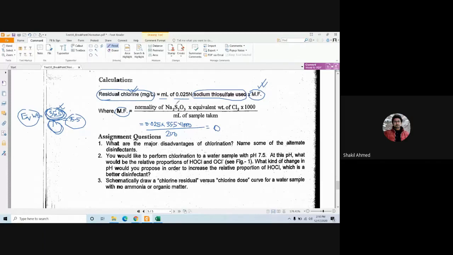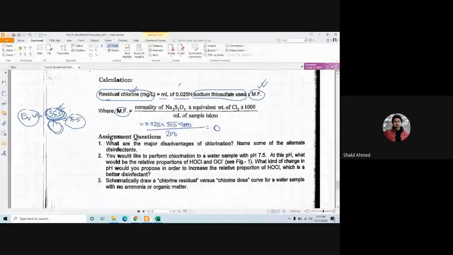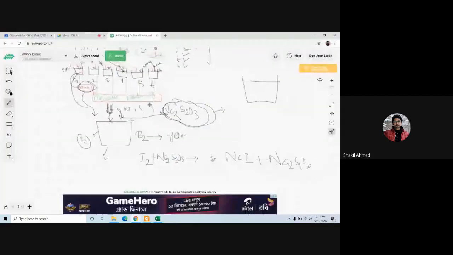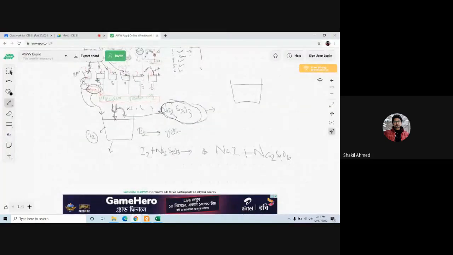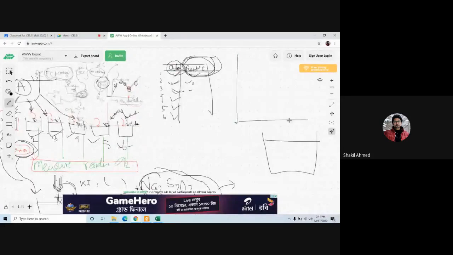And for example, from the burette, how much sodium thiosulfate you have added in total? 5 ml, 6 ml, whatever it is, this will be given here. If it is 5 ml, then 5 into multiplying factor, whatever it is. Clear? That's the residual chlorine in milligram per liter. Now, what do you do? You do this for sample 2, 3, 4, 5, 6, and therefore you get this table.